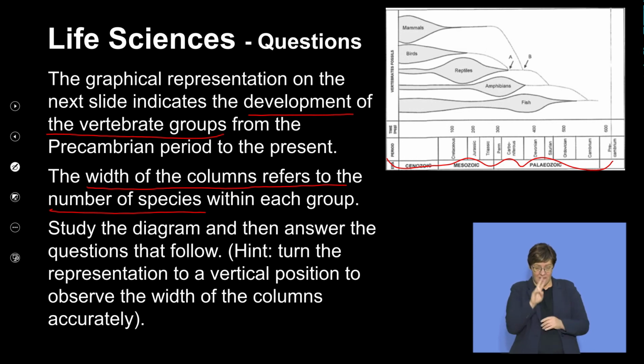Before we even start looking at the questions, this gives us an indication of how many different reptiles were present in the Mesozoic era. It also gives us an indication of when birds actually arose, because birds arose in the Mesozoic era. They weren't present before then. It also shows us that amphibians, at the end of the Paleozoic era, had a wide diversity, but things have changed since then because they now have fewer different types.